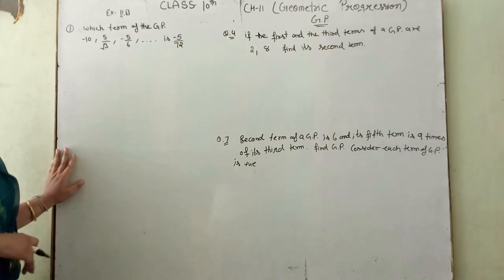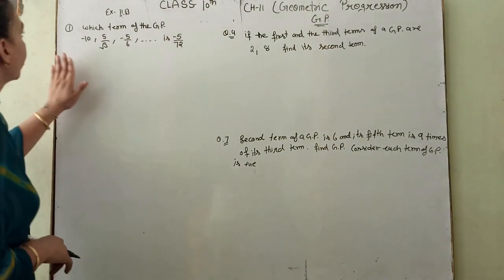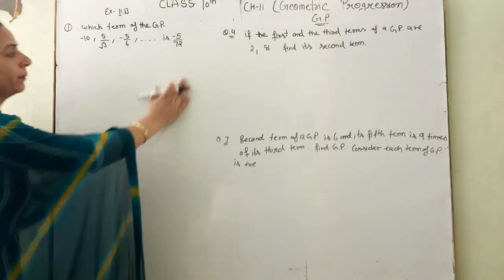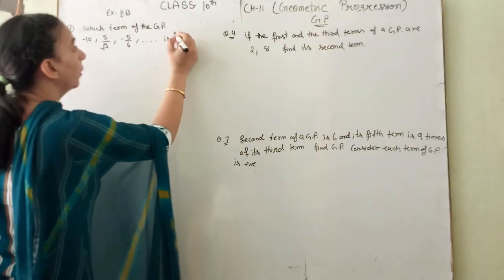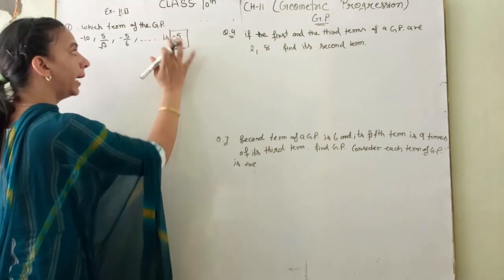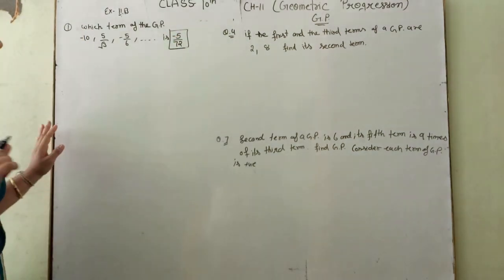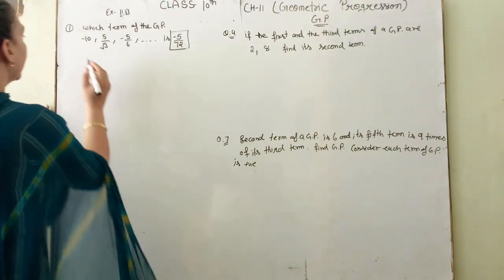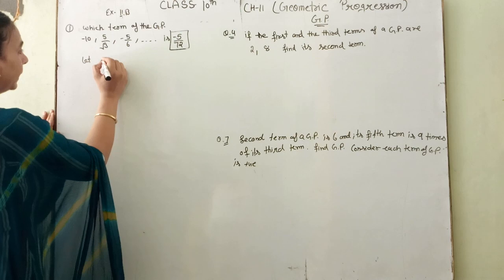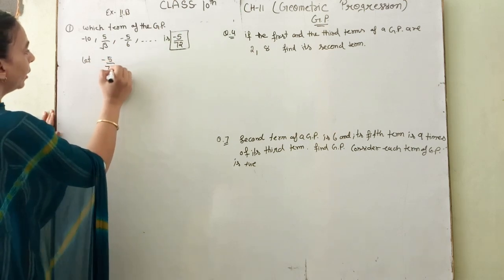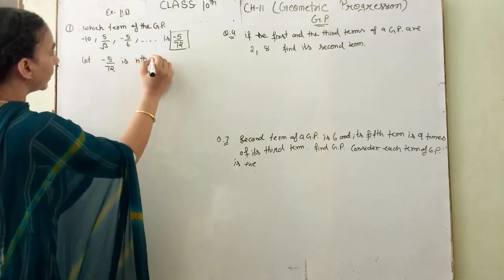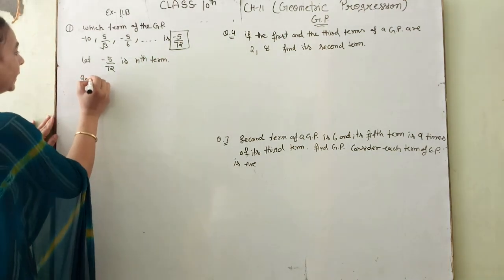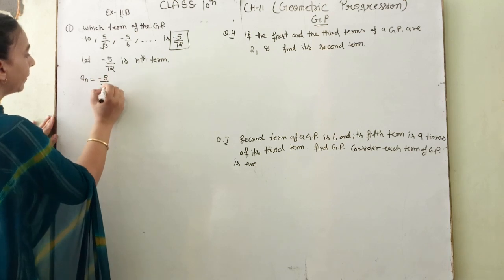Next, these are some questions from exercise 11b. Question number 1: which term of the GP is minus 5 by 72? For this, students, let minus 5 by 72 be the nth term of the GP, then an equals minus 5 by 72.